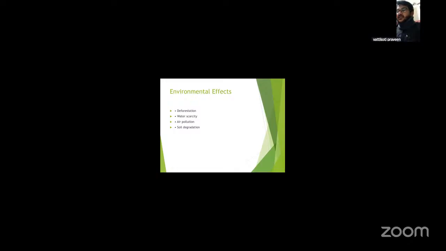Converting the natural forest, wetlands, coastal areas, and grassland for commercial cultivation leads to a number of problems. In addition to this, there will be large scale migration to certain areas.